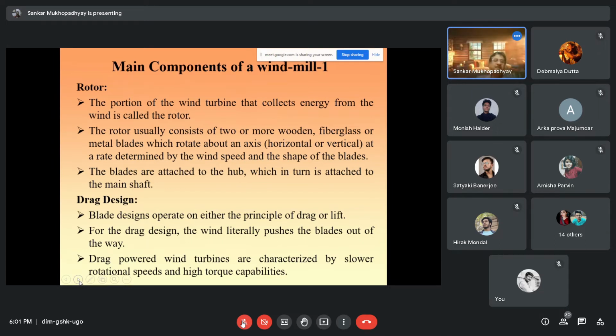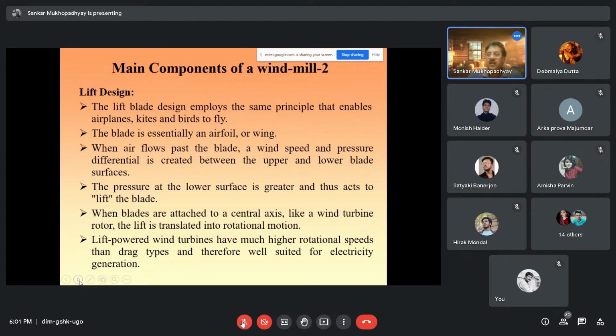Now, drag design. Blade designs operate on either the principle of drag or lift. For the drag design, the wind literally pushes the blade out of the way. Drag-powered wind turbines are characterized by slower rotational speed and high torque capabilities. We have already discussed drag, which is available in the horizontal type. In vertical type, we can also create these drag types, but these do not perform well in vertical, in horizontal.